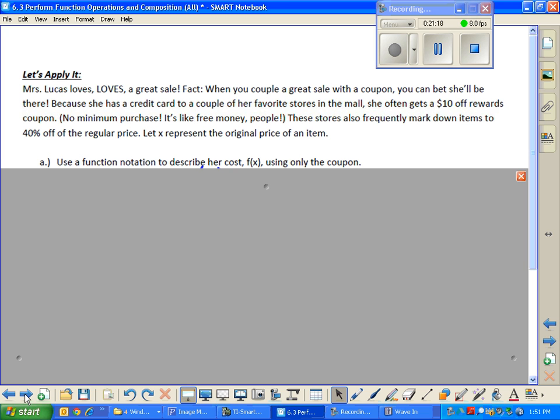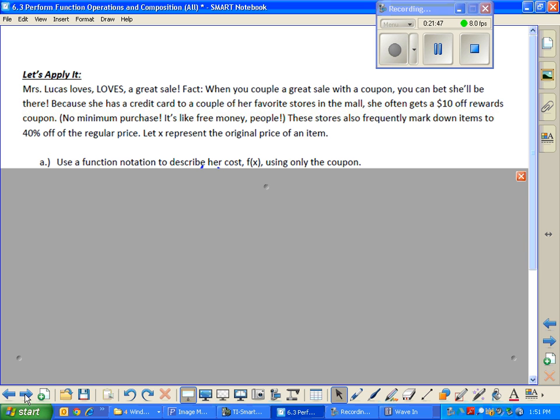So I go in and I was curious, what's the cashier going to do? Is the 40% off going to come off first and then are they going to take my $10 off coupon? Or is she going to take the $10 off first and then take my 40% discount off? Because that matters. It's not the same, right? So I just kind of explained that first paragraph to you. I said let x represent the original price of my item.